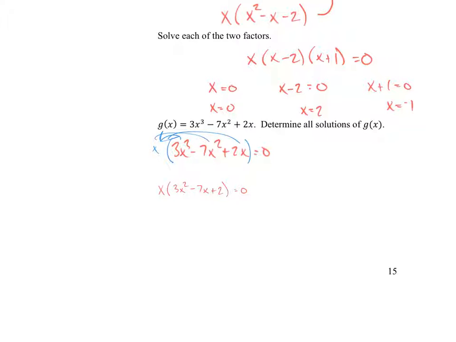And now what I'm going to need to do is, I've got one x out of here, so I've already got one of my factors, but I need to find the other two. And now I'm just going to pretend like that doesn't exist for a little while and treat this like a quadratic, because that's all that is. So I'm looking for factors of 6 that add to negative 7. I've got 6 and 1. I've got 2 and 3. I've got negative 6 and negative 1, and negative 2 and negative 3. I want these two. So that's going to leave me with x times 3x squared minus 6x minus 1x plus 2 equals 0.